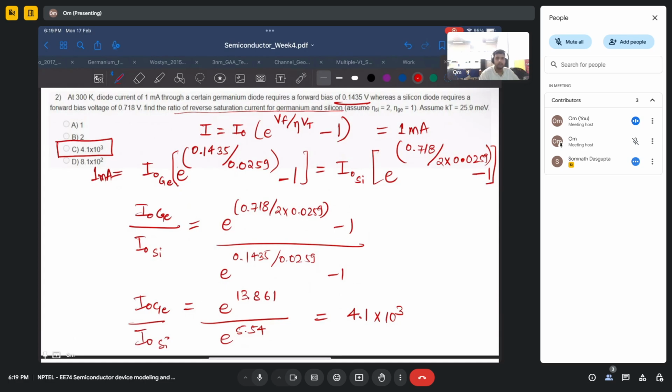Okay, no issue. So these ideality factors are given, right? Take those in consideration. This is for silicon. This is for germanium.